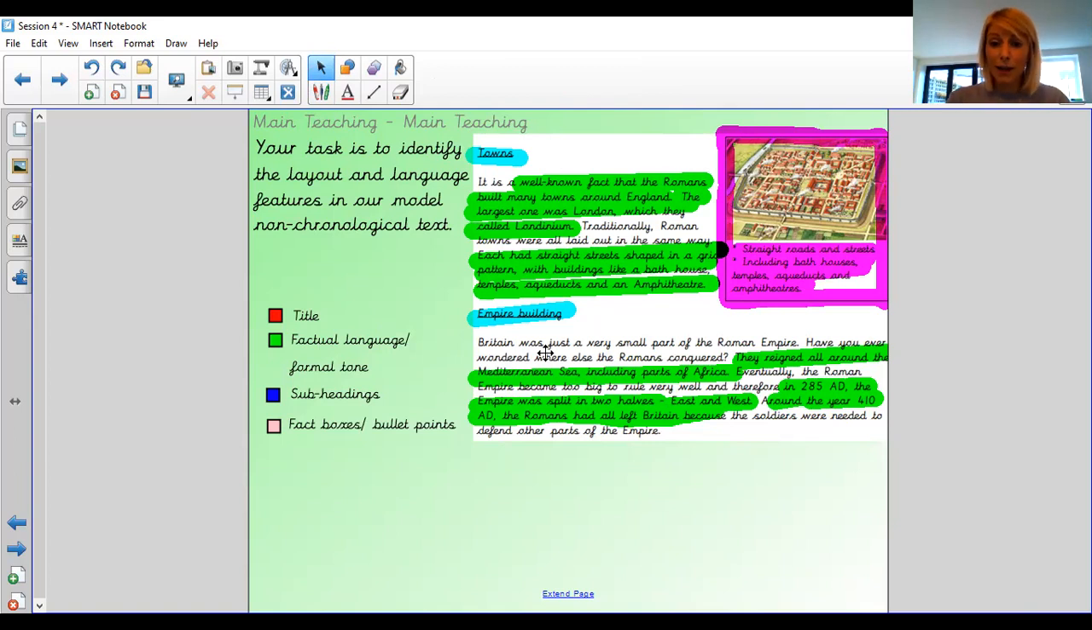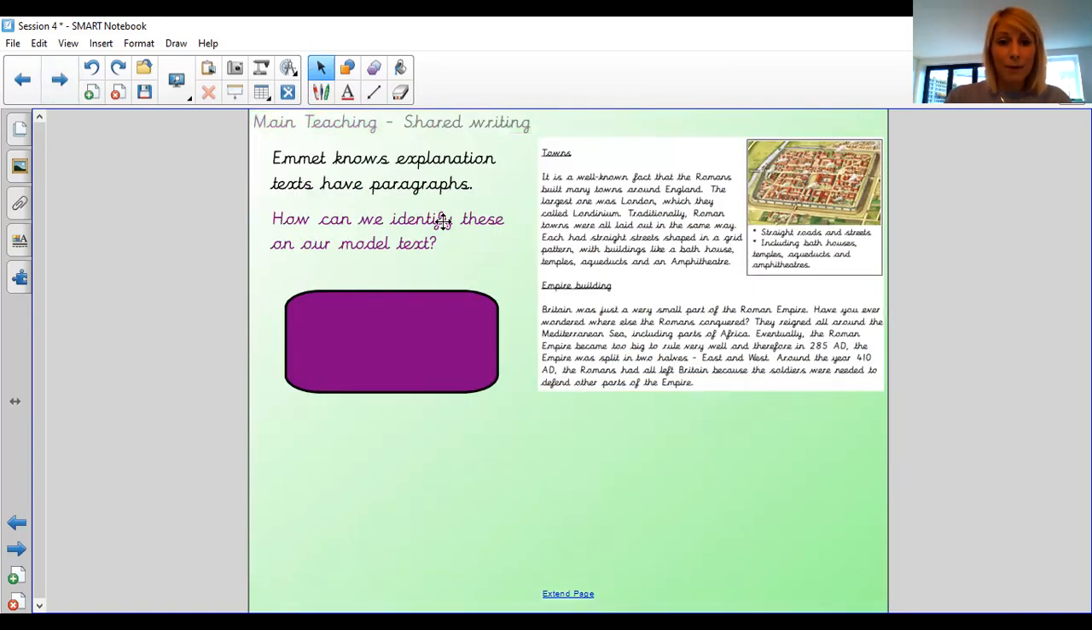Don't forget, you can come back and play bits of the video again, just to remind yourself, okay? You might like to pause the video on this page as well to help you, okay? So Emmett knows explanation texts have paragraphs. We're working on paragraphs for our target work, aren't we? So how can we identify paragraphs on our model text?